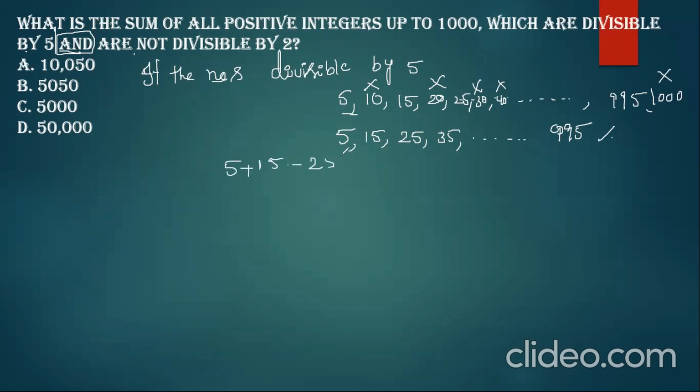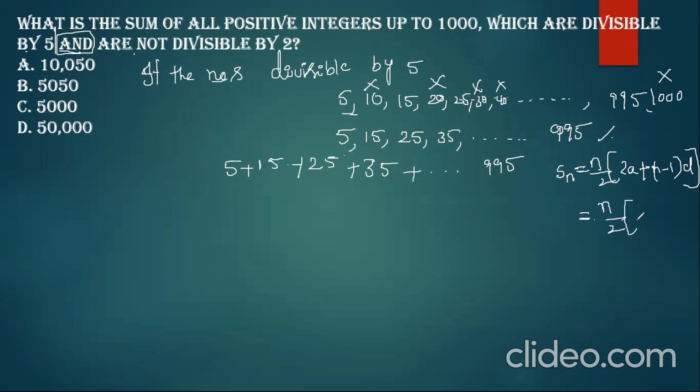In order to find the sum of these, what do we know? We know how to find the sum to n terms of an AP. What is the sum to n terms of an AP? Sn is equal to n by 2 into (2a plus (n minus 1) into d). Or another way, you can write this as n by 2 into (a plus l), because the last term is a plus (n minus 1) into d. So this is our formula.